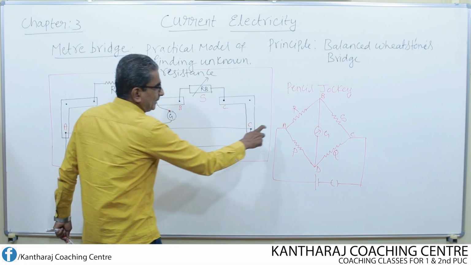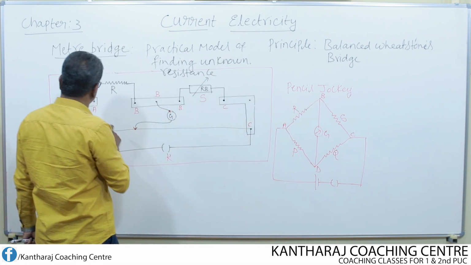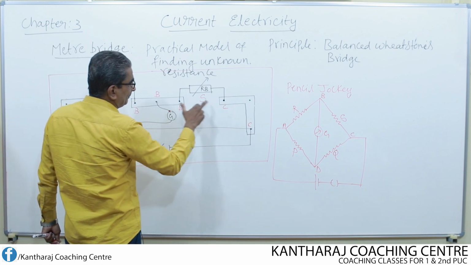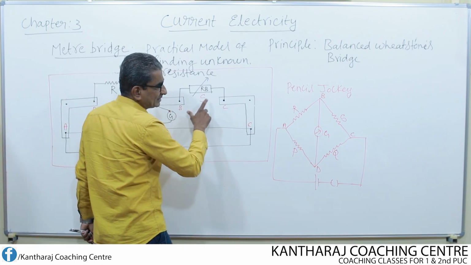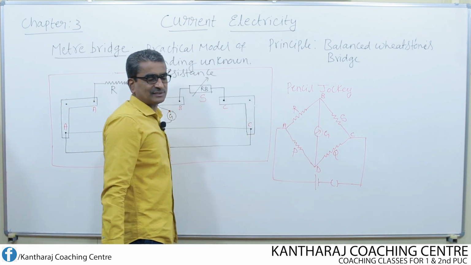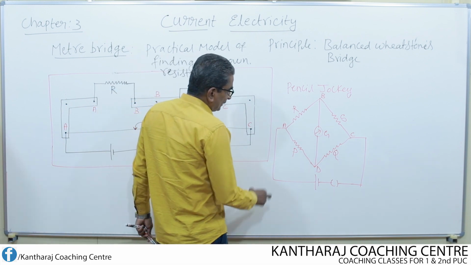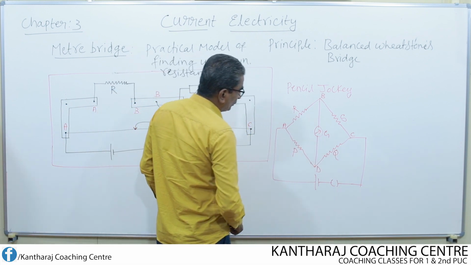So overall, between A and B, one resistance is there, and between B and C, one more resistance is there, that is nothing but S. What about the resistance P and resistance Q?